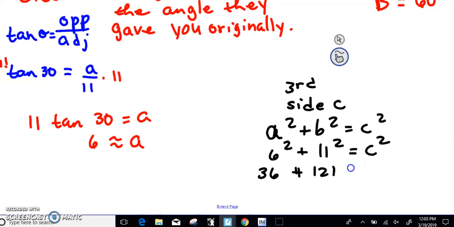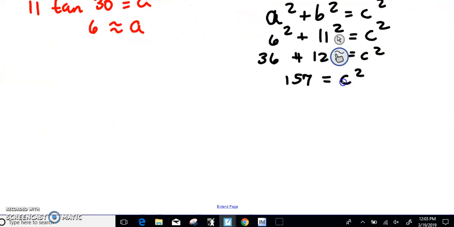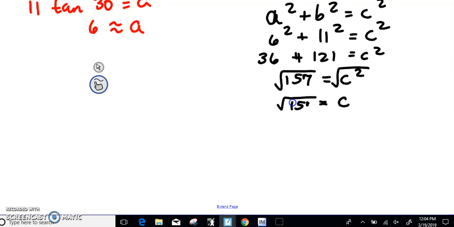Oops. And then adding them up, we get 157. They equal c squared. And then to get c by itself, we take the square root of both sides. And so c is going to equal the square root of 157. Now, originally this should be plus or minus, but because we're talking about distance can't be negative, it's a positive square root of 157.